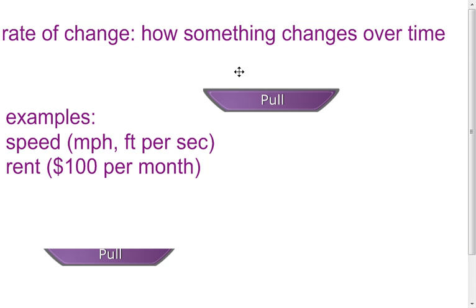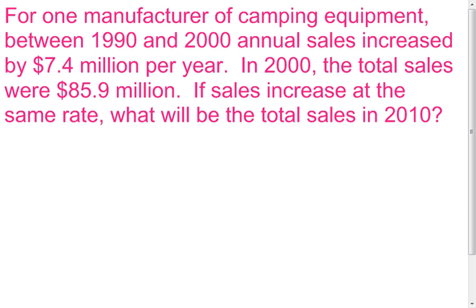Here I have an example of a problem dealing with some rate of change. We have, for one manufacturer of camping equipment, between 1990 and 2000, annual sales increased by $7.4 million per year. Now, I'm just going to stop right there because I notice we have $7.4 million per year. Right there, there's an example of a rate of change because we have something in the dollars changing per time being the year. All right, now I'm going to move on.